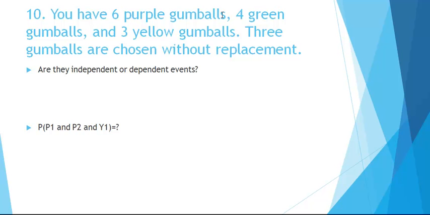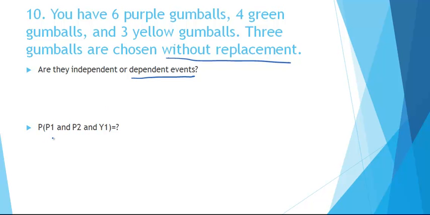Okay, good. I want to try and get through all of these slides for all of you and the recording. So here we have these different gumballs, and they're being chosen without replacement. So right away we know they are dependent events, because once you take one out, the probability of picking the next one changes.